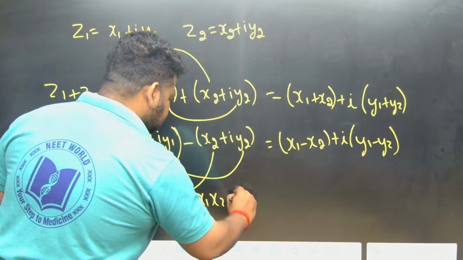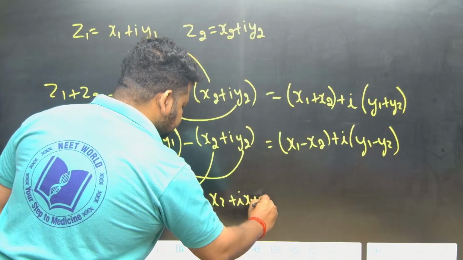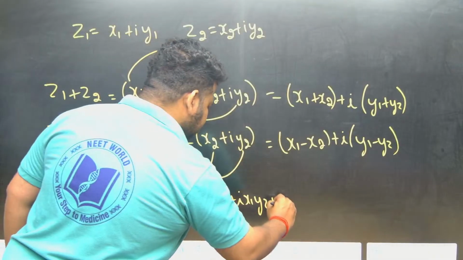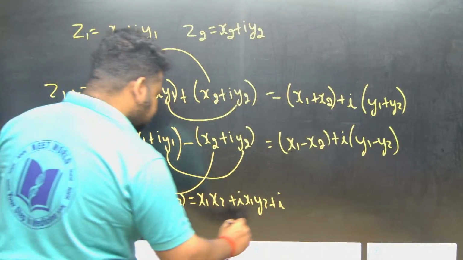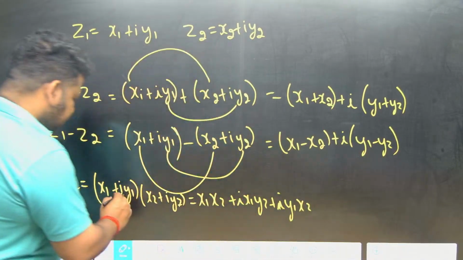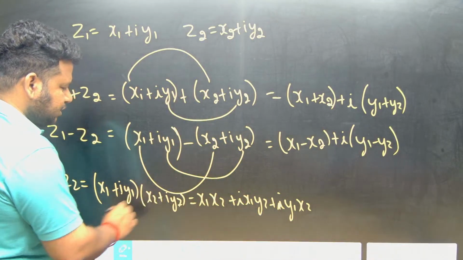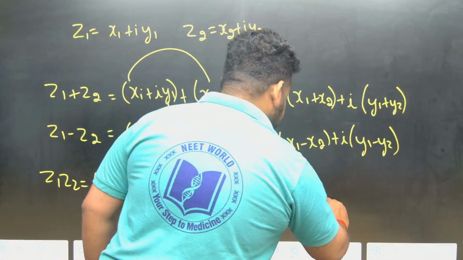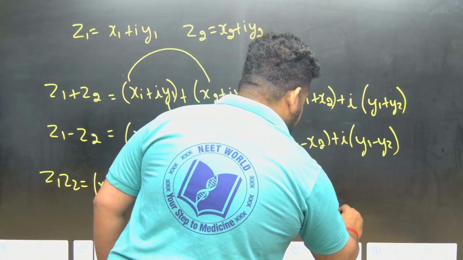x1 into y2 is what? This will become plus i into x1 y2. Then i y1 into x2 is what? Plus i into y1 x2, plus i into i y1 y2. i into i is i square. So this will become plus i square into y1 y2.